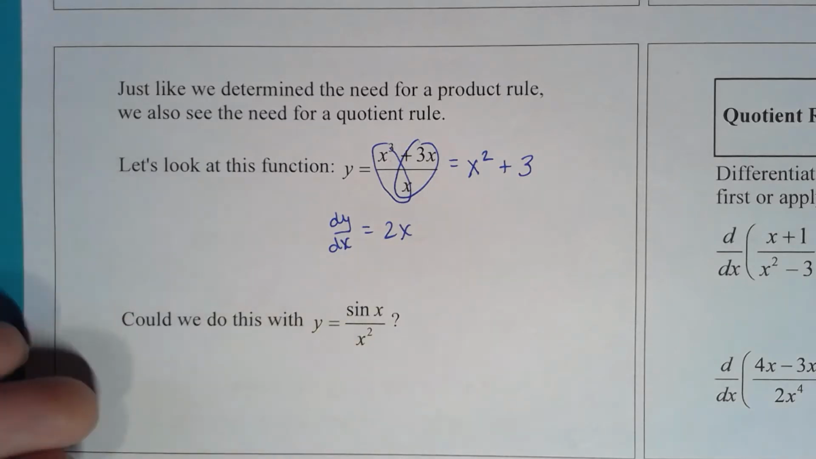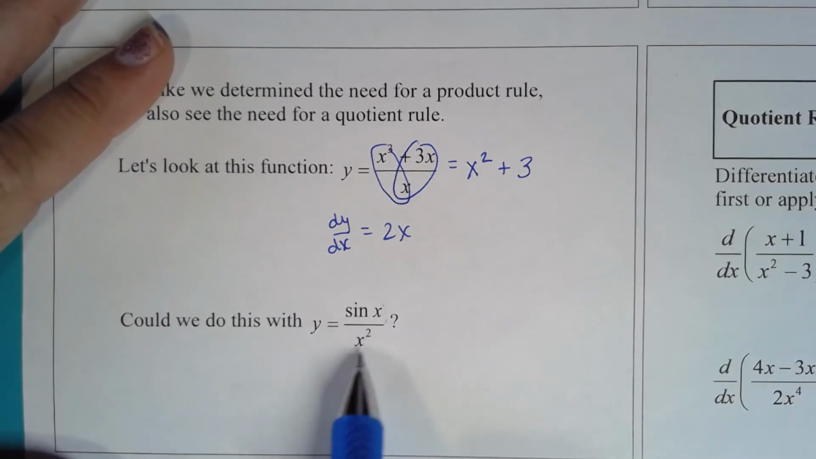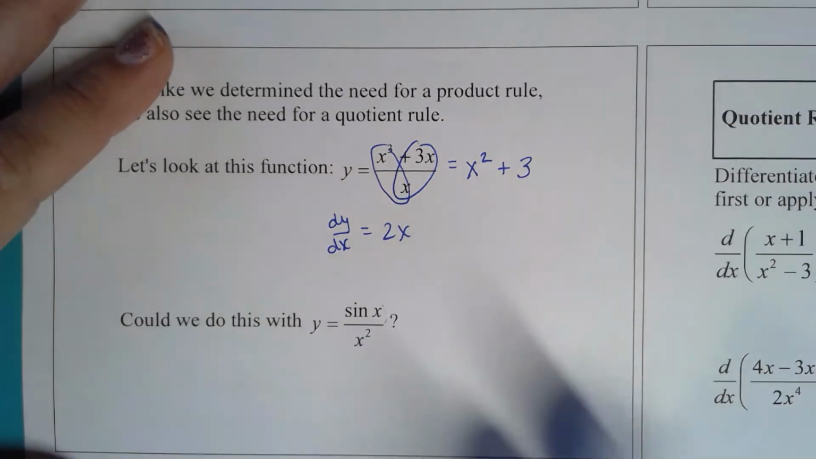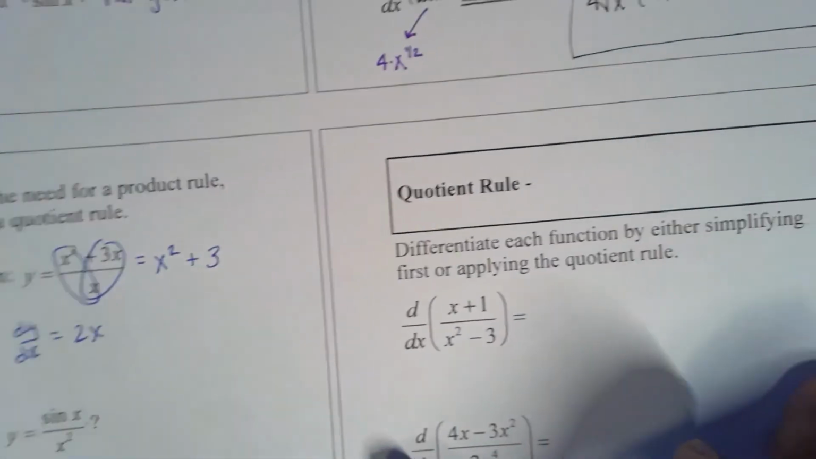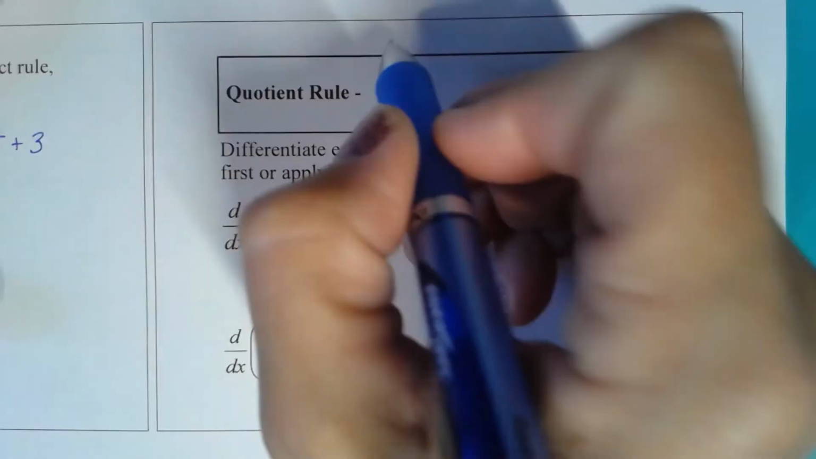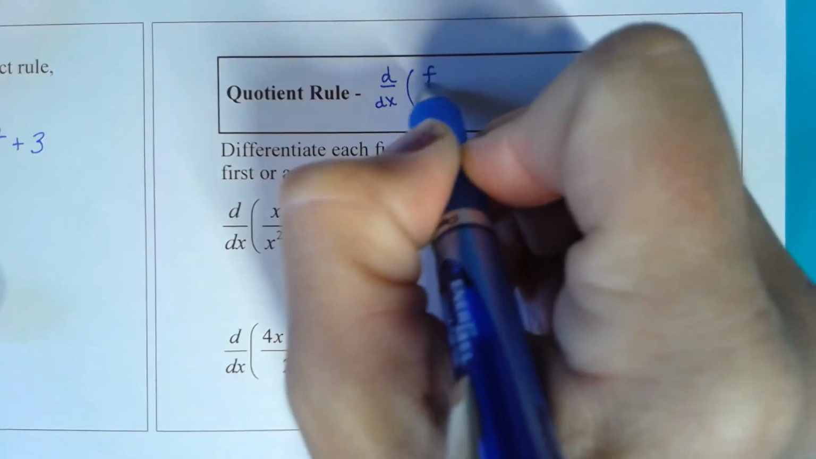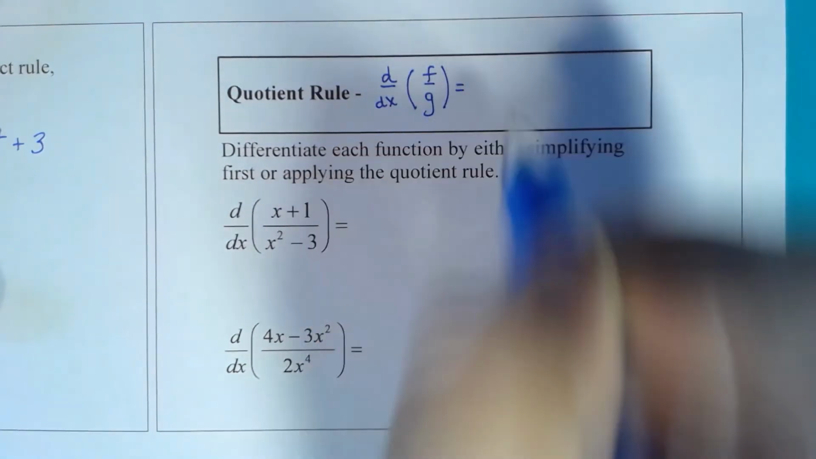But will that idea work here on this next one? No, there's nothing to simplify here, so we can't simplify this to get rid of the quotient. So let's learn the quotient rule. The quotient rule says, how do you take the derivative of f divided by g?